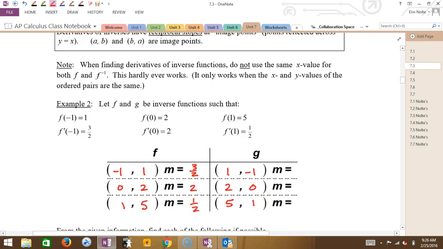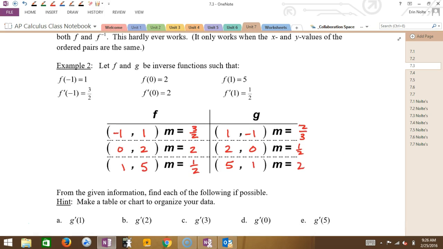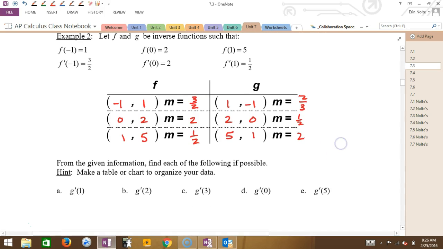Okay, so what are my slopes? What is my slope of g when my x value is 1? 2/3, very good. What about when my x value is 2? 1/2. And what about when my x value is 5? 2. Perfect. So we can answer these questions down below using our nice little table that's very nicely organized.